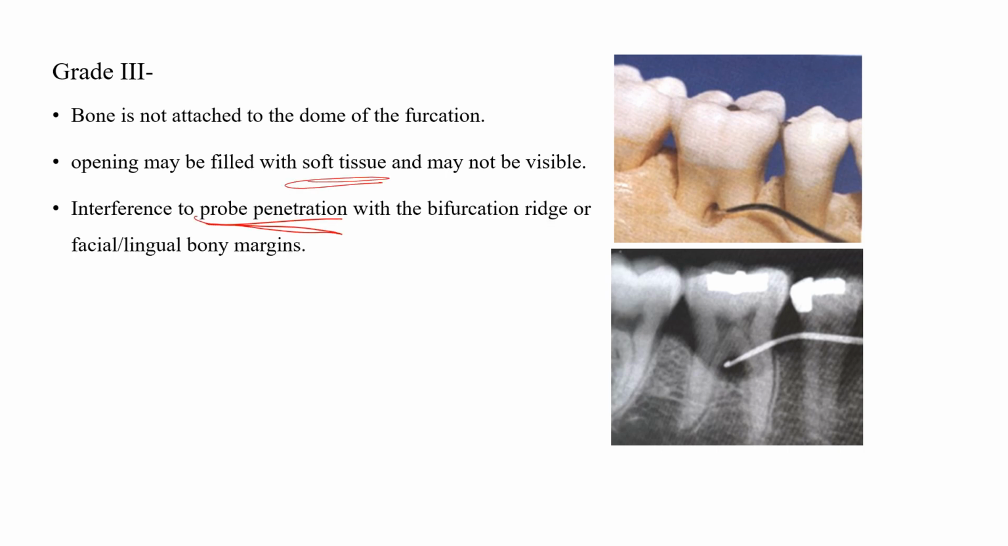Interference to probe penetration will be there by the bifurcation ridges, which are present on the inner aspect of the roots, or with the facial and lingual bony margins. So complete bone resorption doesn't take place. Just the bone at the dome of the furcation, or at the roof of the furcation, is not attached, but at the rest of the part bone may be present.